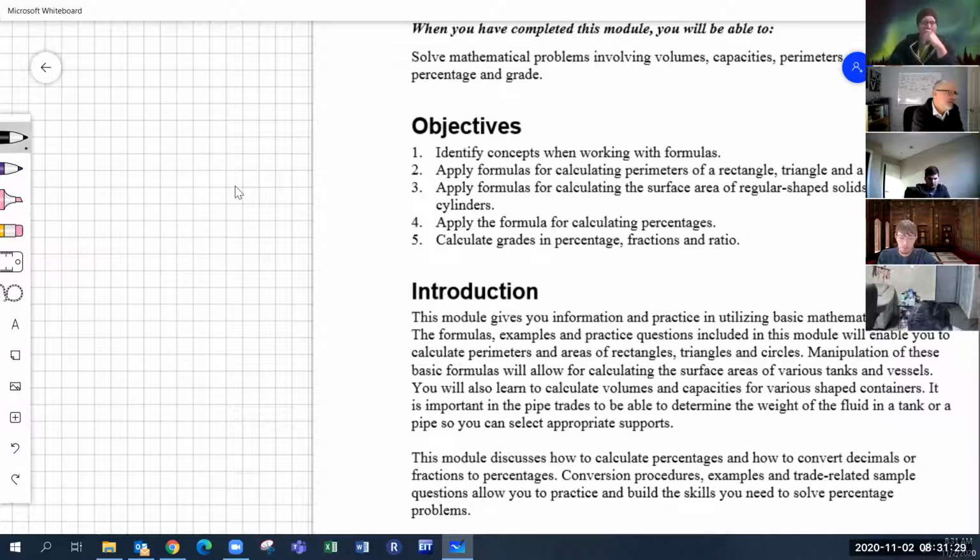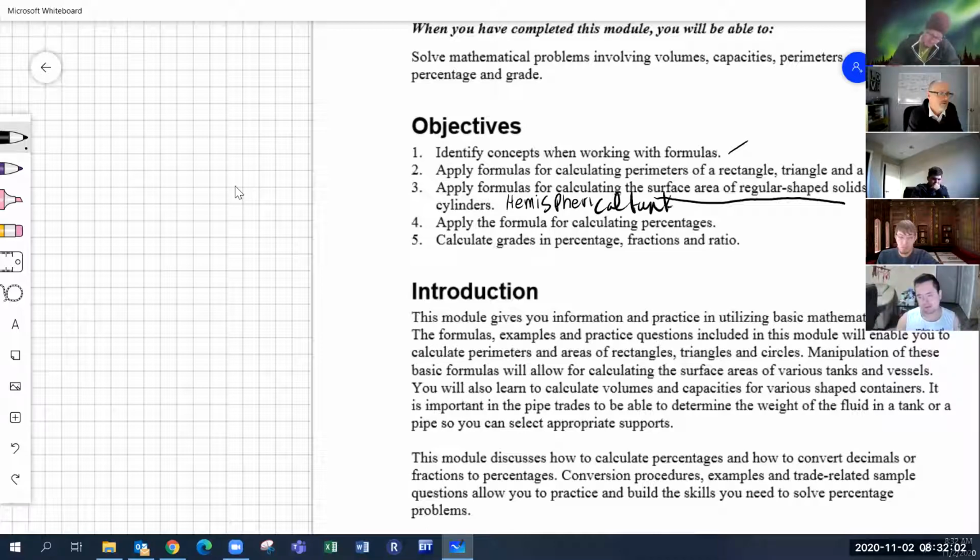So this one, today at least, we're going to identify concepts with working with formulas. We're going to apply formulas for calculating perimeters of rectangles, triangles, circles, and apply formulas for calculating the surface area of solids, tanks, and cylinders. And I should also add here hemispherical tanks. We're also going to do a little bit on that as well. Surface area only for those particular things.